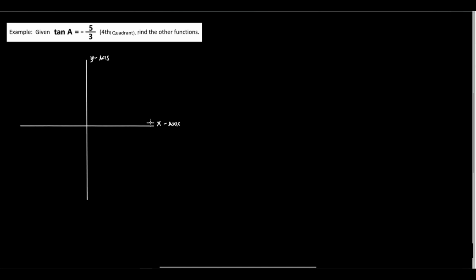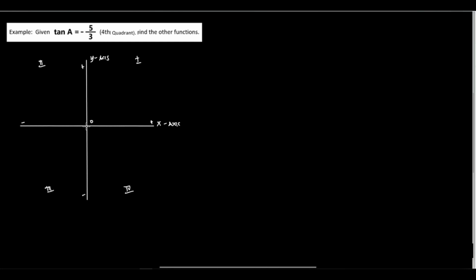And this is positive, this is negative, positive, and this is negative. And the origin, that's 0. And this is the first quadrant, second quadrant, third quadrant, and this is the fourth quadrant. So given, that's tangent A, -5/3, and it is in the fourth quadrant.